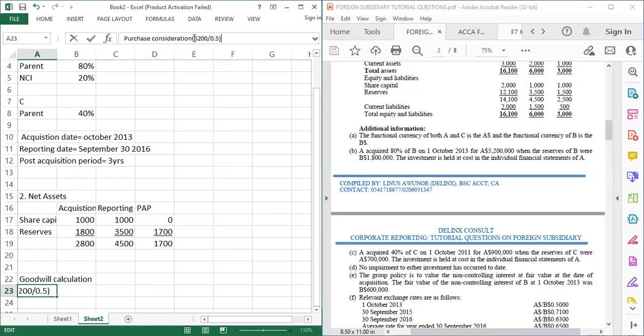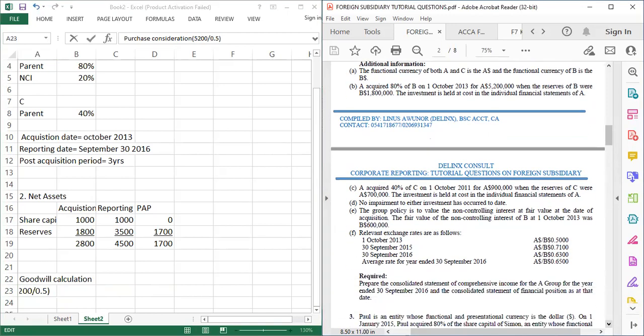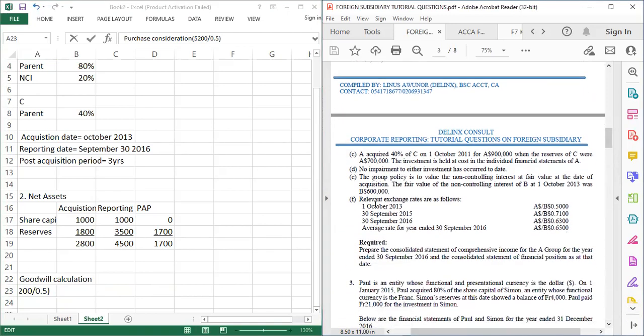Are we going to divide? I think we have to multiply. We have to multiply because it's in A's currency, it's in A to B.